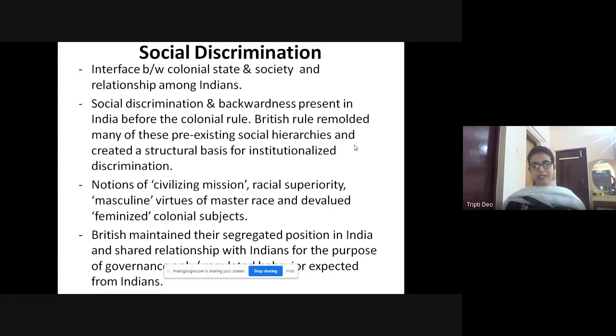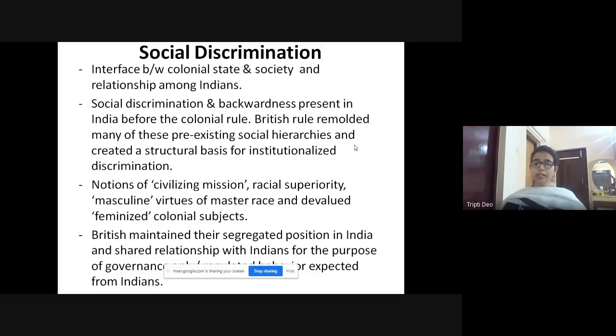So this is how, at the outset, the foundation of their rule was based on social discrimination, where they thought of themselves as having an upper status, and the people they were ruling as lower bodies, as lower colonial subjects.